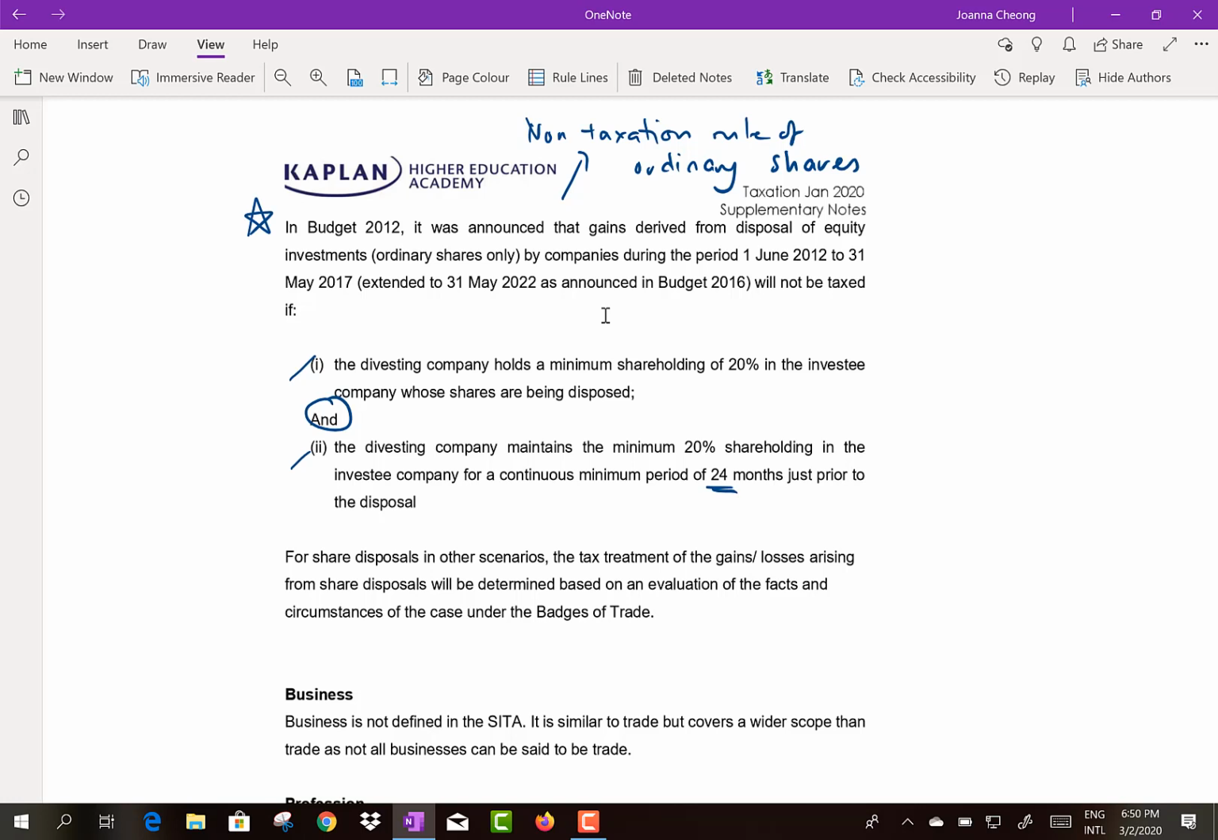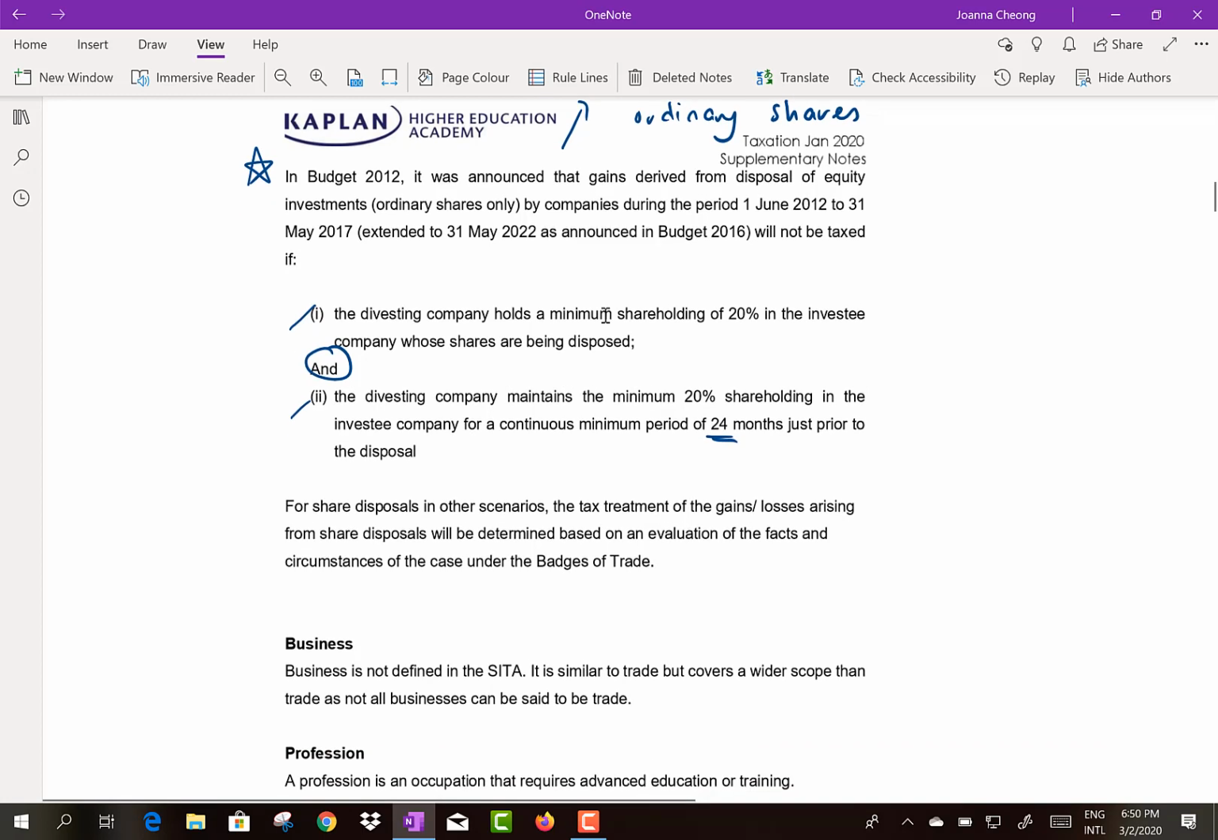Another condition is that you must hold on to 20% of the shares of the other company. Let me rephrase a little bit. You must be a shareholder of the other company, holding 20% of its shares. The rest of the shares are held by other people. So if you meet these two conditions, then when you dispose of shares of this company, it will not be taxable. Otherwise, if you don't meet any of these conditions, it will be taxable.